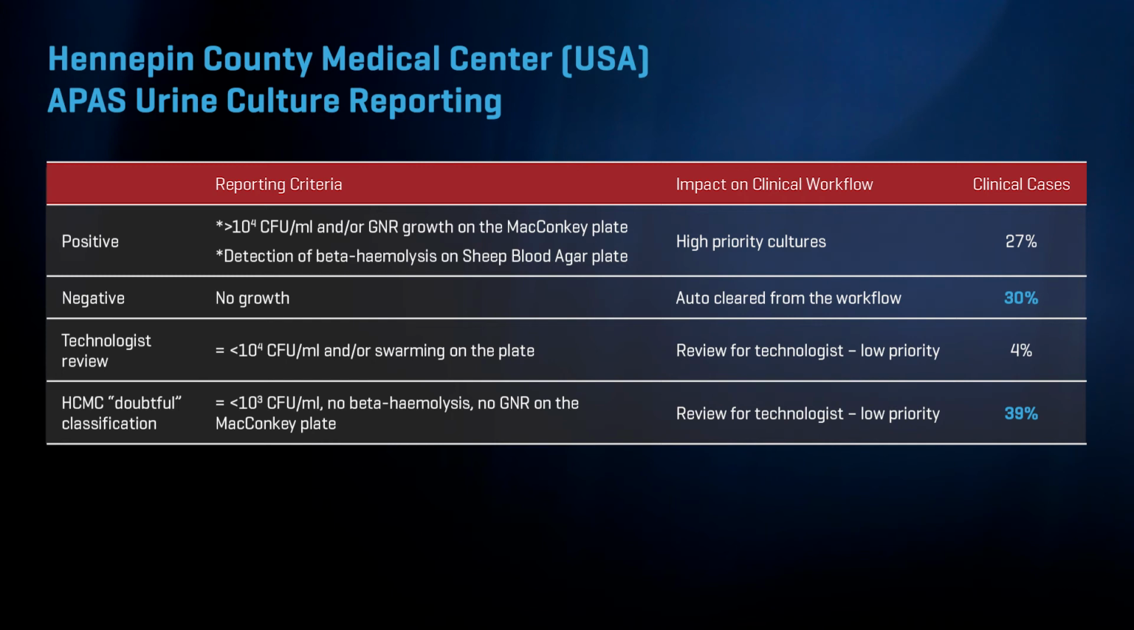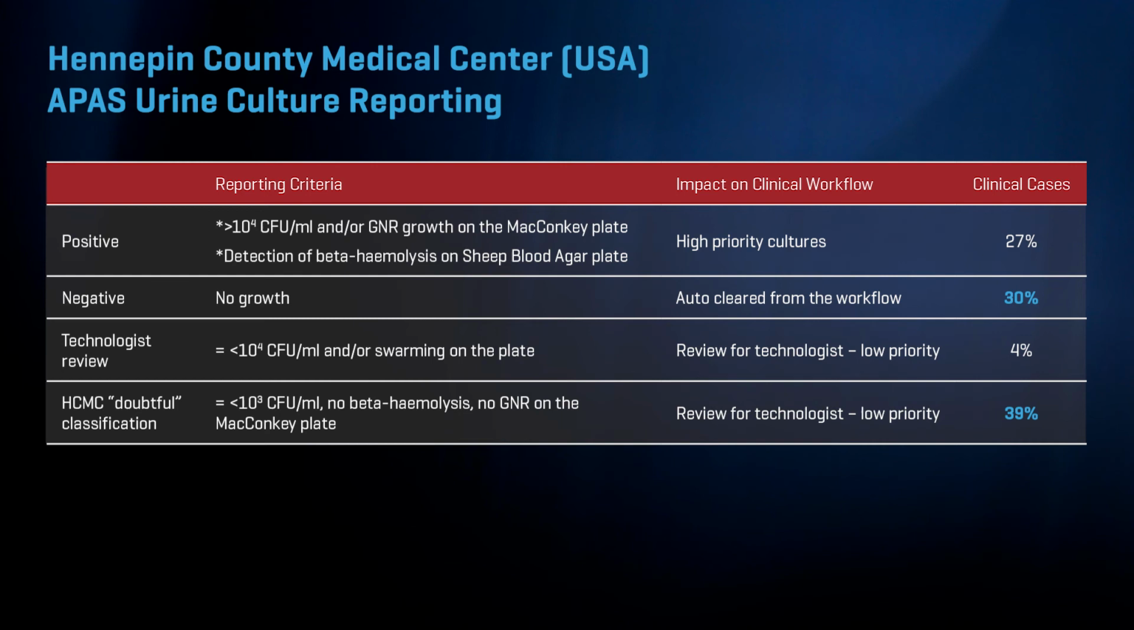A positive case is intuitive. It's a scenario that has greater than 10 to the 4th colony forming units per mL successfully enumerated by the system and/or gram-negative growth on the MacConkey plate. So any one of those categories will flag as a positive, as will the detection of beta hemolysis on sheep red blood cells. So at any enumeration, in addition to greater than 10 to the 4th, those cases are successfully identified as positive, and these become our high priority cultures. These are the cases that we feel reporting is warranted and potentially clinically significant, which make up 27% of all of our urine cultures submitted to the laboratory.